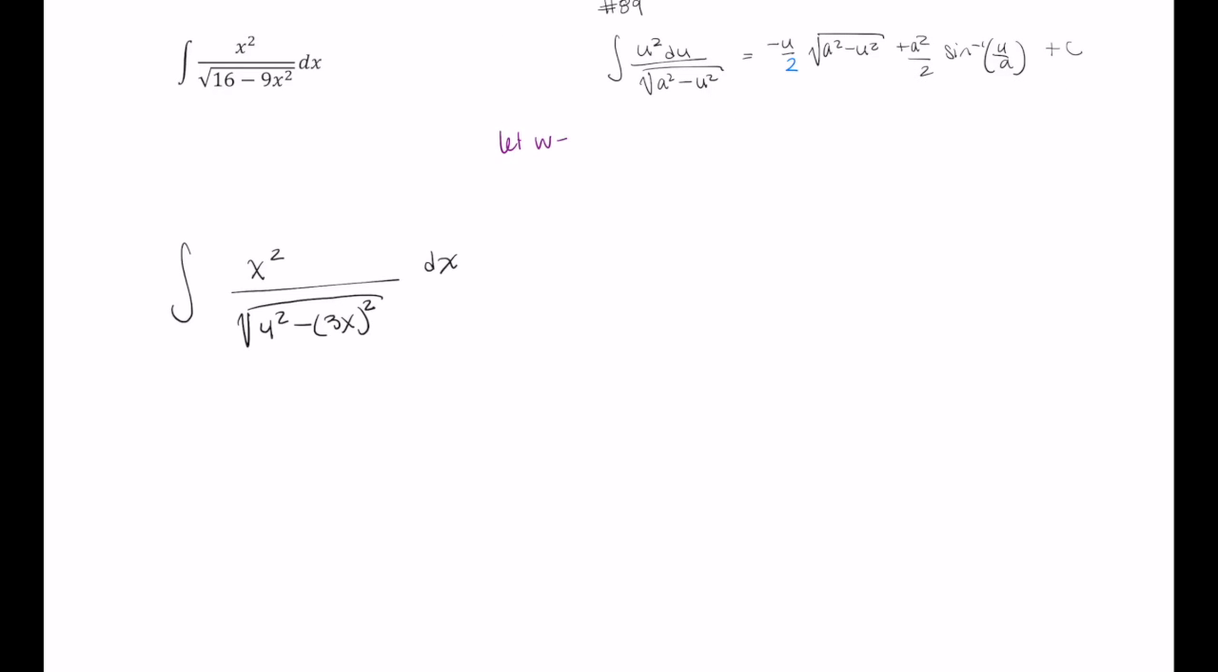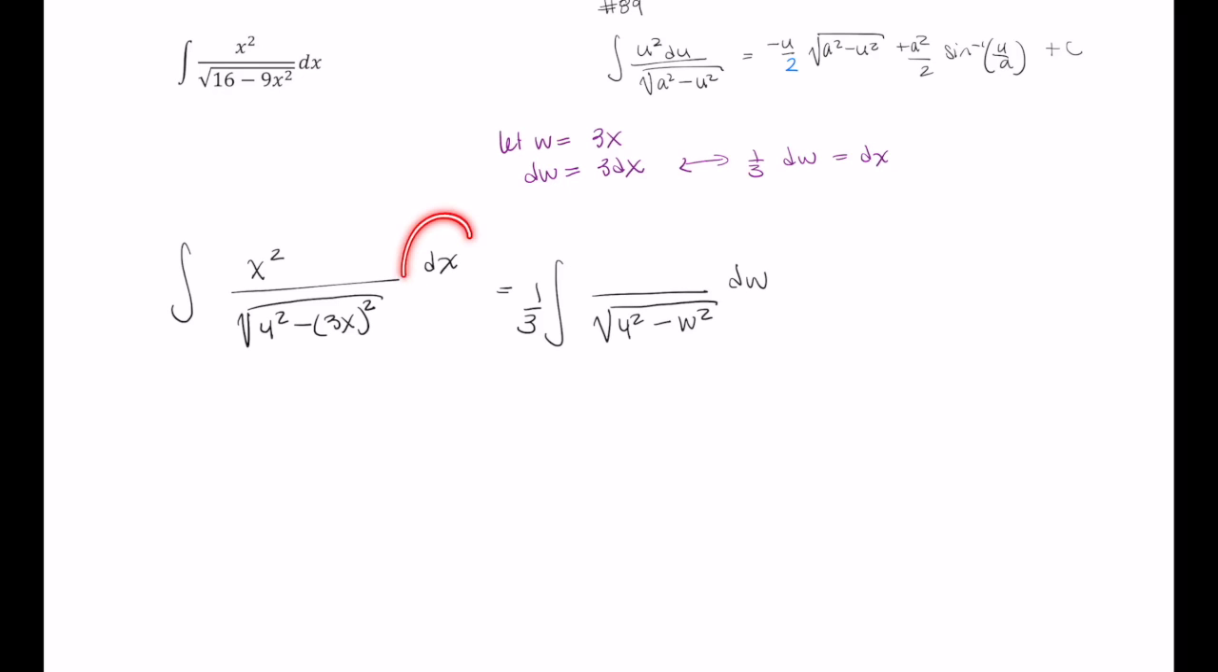So let w equal 3x, then dw equals 3dx, which we can write as 1/3 dw is equal to dx. Now let's apply that substitution. So in our denominator here, we have the square root of 4 squared is still there, minus w squared. And then of course we have our 1/3 dw in place of this dx. But what about this x squared here in the numerator?